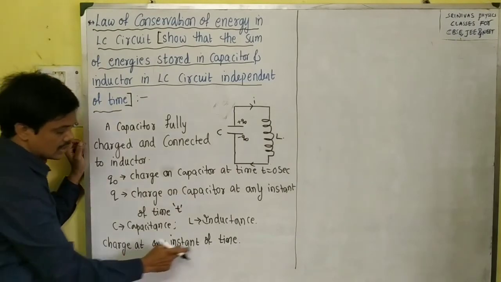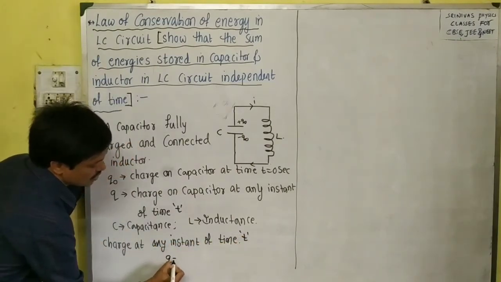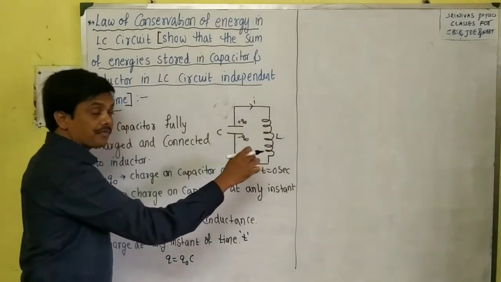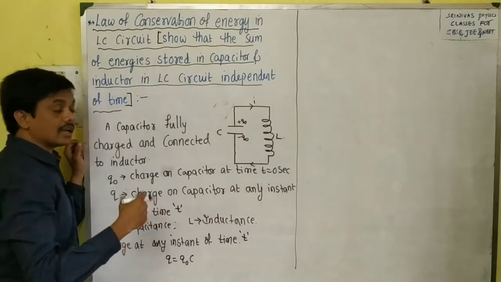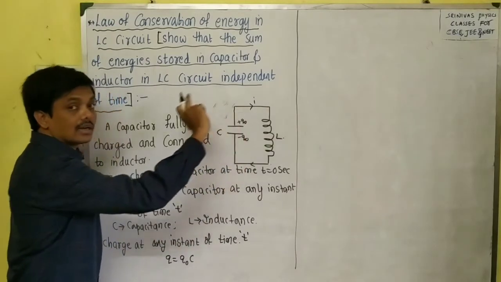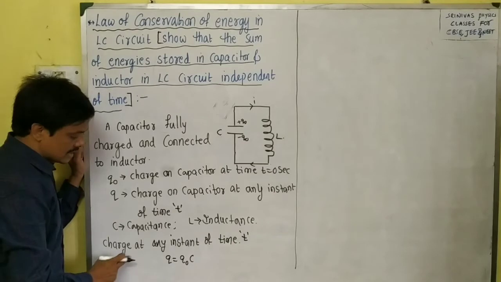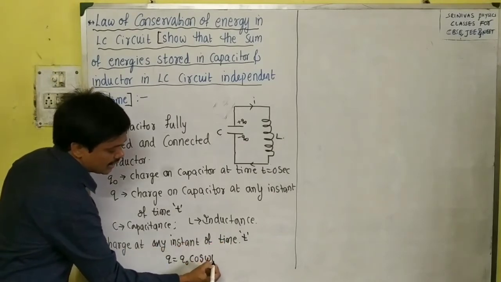The charge at any instant of time t we can write as Q is equal to Q0 cos omega t. Actually the charge oscillates in the circuit, meaning the charge value increases and decreases with time, and the charge direction also changes. Once the charge goes clockwise and next anti-clockwise, that's why the charge oscillates with time. Then the charge at any instant we take as Q equal to Q0 cos omega t.